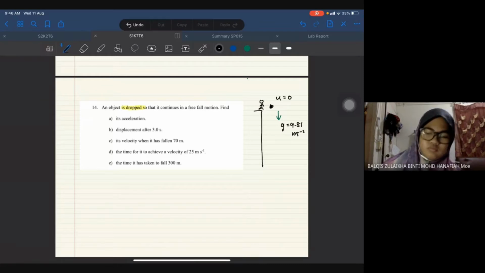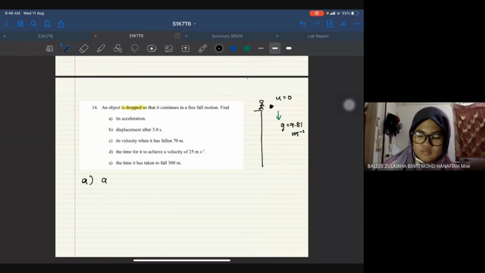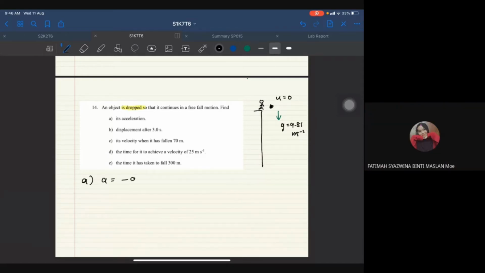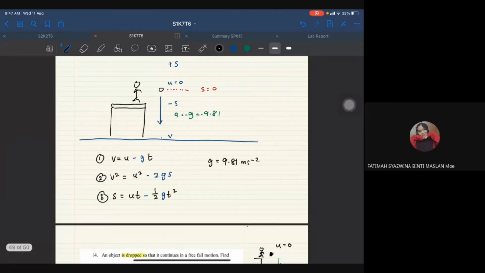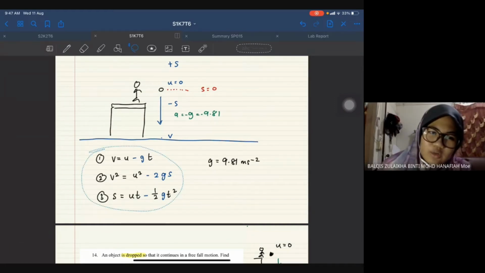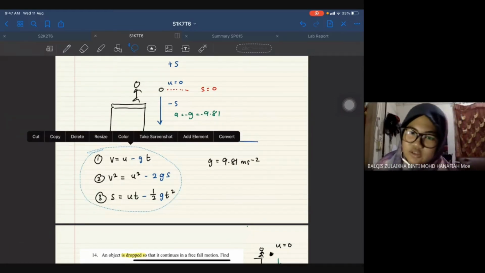Okay, question number 1, A, is acceleration. a equals negative 9.81, which is negative g, 9.81 meters per second squared. Very good. B is displacement after 3 seconds. What does the question want? s. I'm going to use this equation. Sir, I'm confused about A. Should we put negative or not?